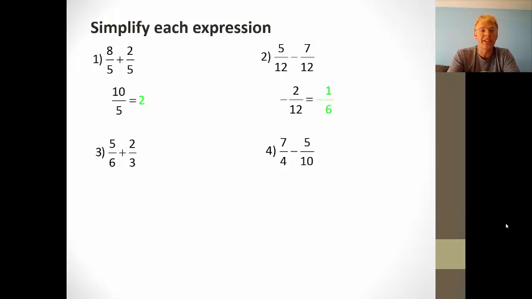So in the first two, we can see pretty straightforward. We keep the denominators the same because they are the same, add or subtract the top. Notice both of these fractions needed to be reduced to be fully simplified there to 2 and -1/6.